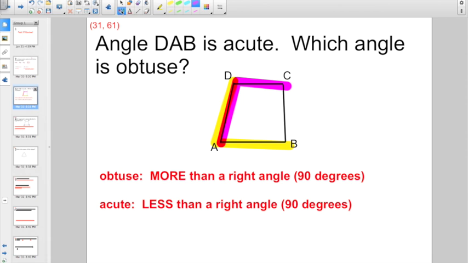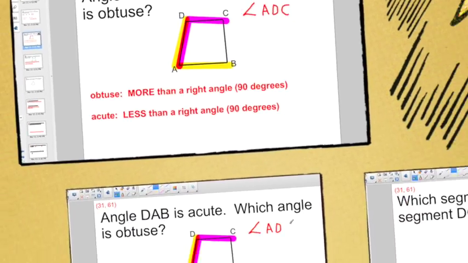Now the trickiest part about this is actually remembering how to write your angles. You can't just put down 3 letters. You either got to write the word angle or write it with an angle abbreviation. So 3 capital letters and the angle symbol. Angle ADC is my obtuse angle.